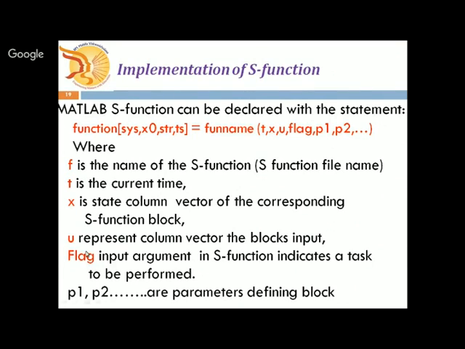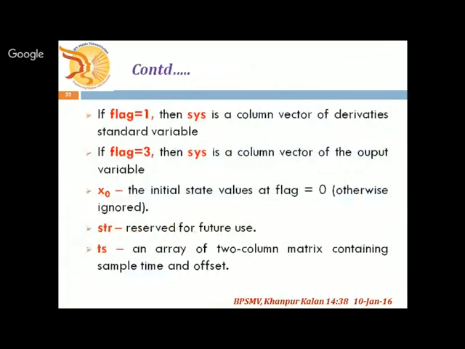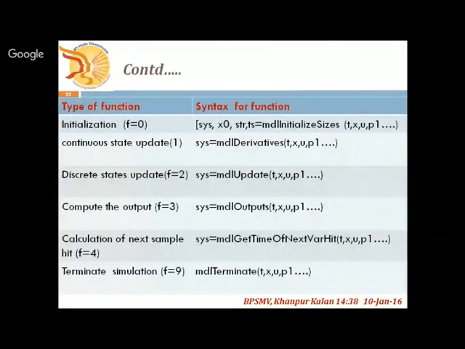What kinds of tasks Simulink have to perform? U represent a column vector of block input. X is a state column vector of corresponding S functions block. T is current simulation time. F is the name of the S function block, S function file name. So this flag is basically an input argument which takes integer value, and there are 6 integer value that it takes.